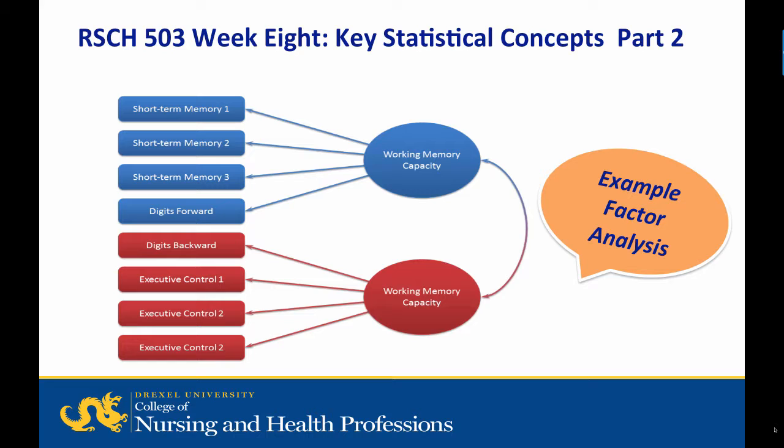This slide illustrates the process of factor analysis. 4 items are grouped into a factor called working memory capacity, reflecting short-term memory and digits forward. The remaining 4 items, reflecting executive control and digits backward, are grouped into another factor of working memory capacity. In summary, factor analysis is a statistical method used to describe variability among observed, correlated variables in terms of a potentially lower number of unobserved variables called factors.